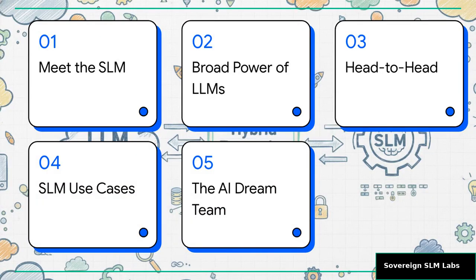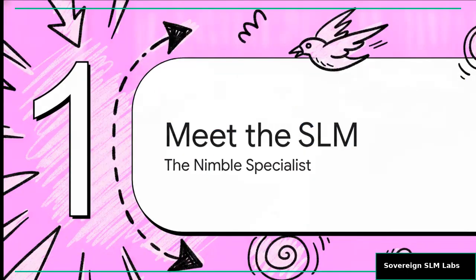So here is our roadmap for today. First, we'll meet the small language model. Second, we'll look at the broad power of LLMs. Third, we go head-to-head, SLM versus LLM. Fourth, we'll cover real enterprise use cases for SLMs. And finally, number 5, we'll build that ultimate AI dream team. Okay, let's dive into this with Section 1.